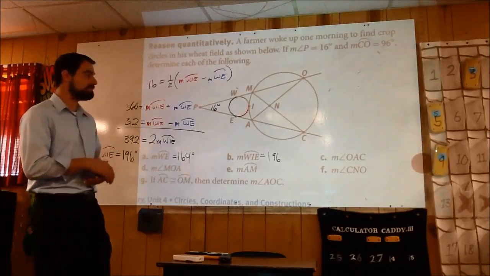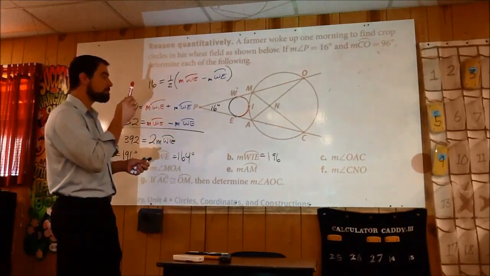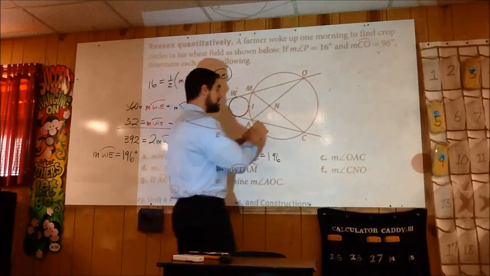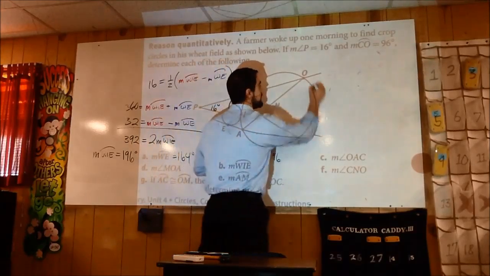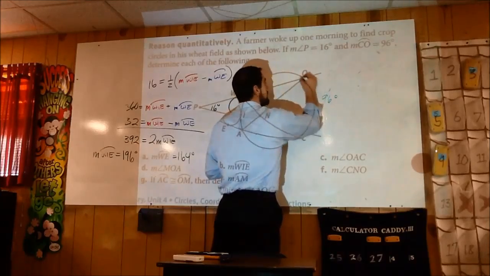I say that arc AM is the easiest one. Okay, let's see what happens. So we're also told that arc CO, so this guy right here, was given to us as 96 degrees. I'm just labeling it right now.